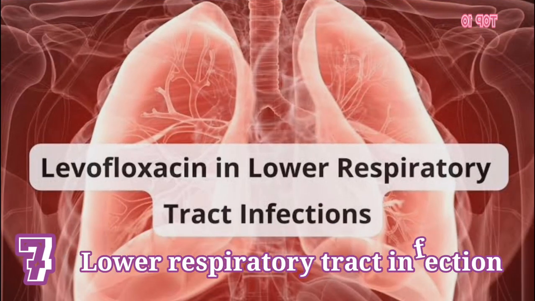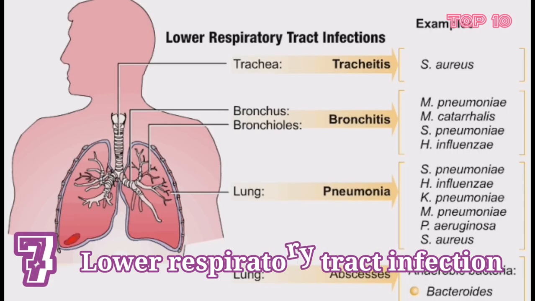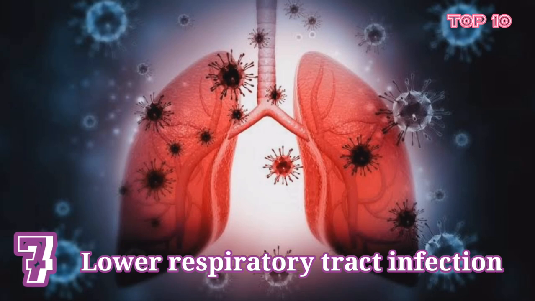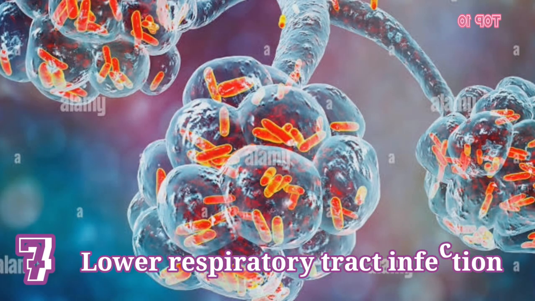Number 7. Lower respiratory tract infection. Number of deaths each year, 2.6 million. Another common cause of human death around the world. The lower respiratory tract infection happens when the lungs get infected. The common reason for this infection is a virus or other organisms.